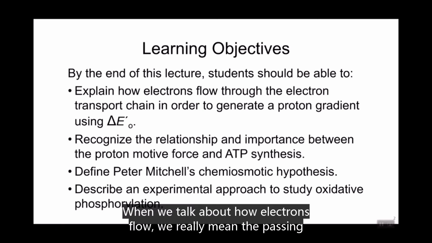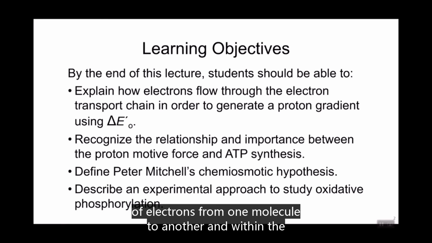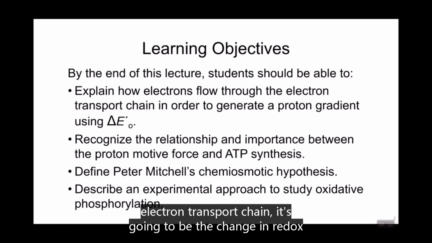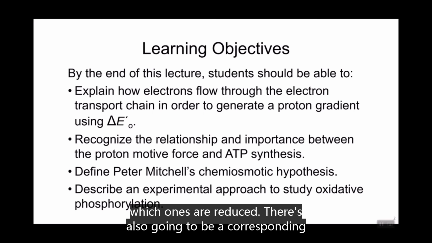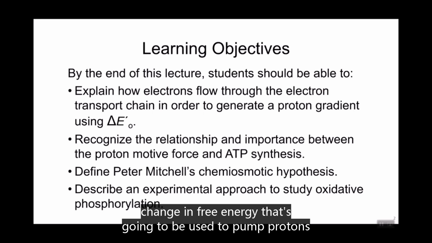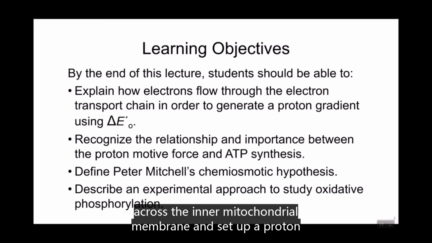When we talk about how electrons flow, we really mean the passing of electrons from one molecule to another. And within the electron transport chain, it's going to be the change in redox potential that will determine which molecules are oxidized and which ones are reduced. There's also going to be a corresponding change in free energy that's going to be used to pump protons across the inner mitochondrial membrane and set up a proton gradient.